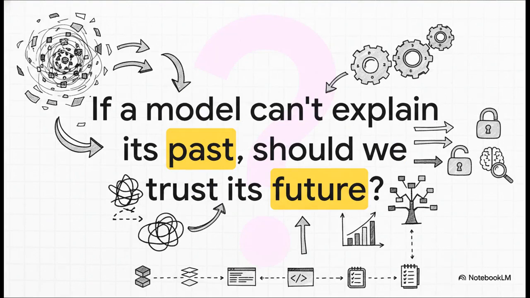So I want to leave you with this one final thought. We spend so much time and energy trying to make our models explainable and fair. But if a model's own history is a total black box, if it can't even explain its own past, how much should we really trust what it's going to do in the future? It's definitely something to think about.